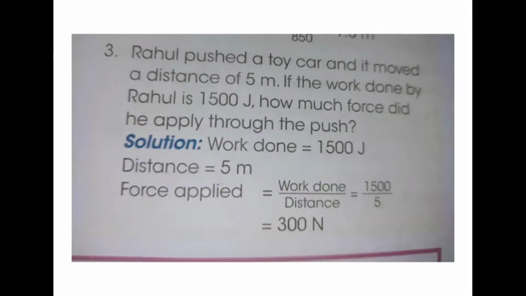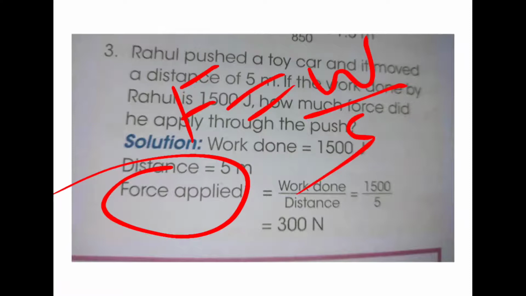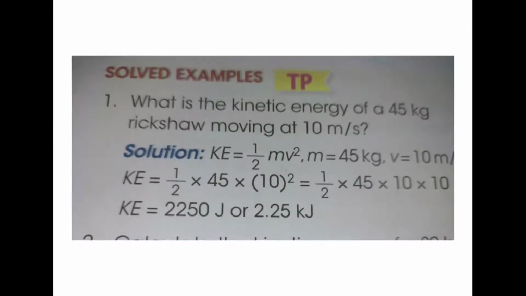Next question, you have to find the force applied. So force applied equals work done by distance. Just now we have discussed force equals work done by distance, right? So in place of work done you will put the work done value, and in place of distance you will put the distance value. Then we will get our required answer.